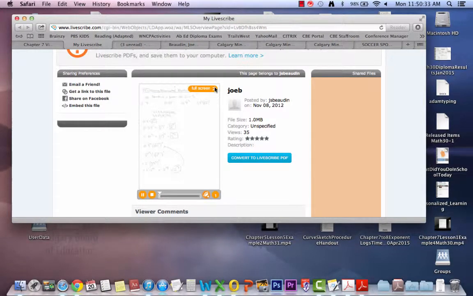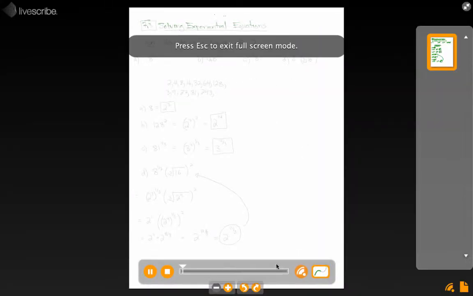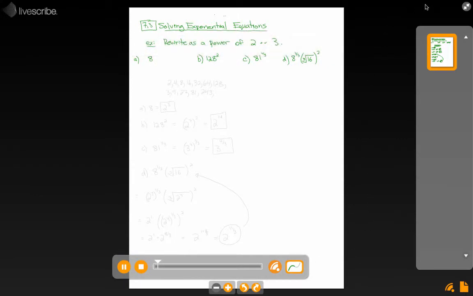This example comes out of section 7.3, solving exponential equations. In this example, we're just asked to rewrite as a power of 2 or of 3. So it might be worthwhile for you to take a second and remind yourself what the powers of 2 or 3 are. 2 squared is 4, 8, 16, 32, 64, 128, etc. So we know a bunch of our first powers of 2. Powers of 3: 3 times 3 is 9, times 3 again, 27, 81, 243, etc.